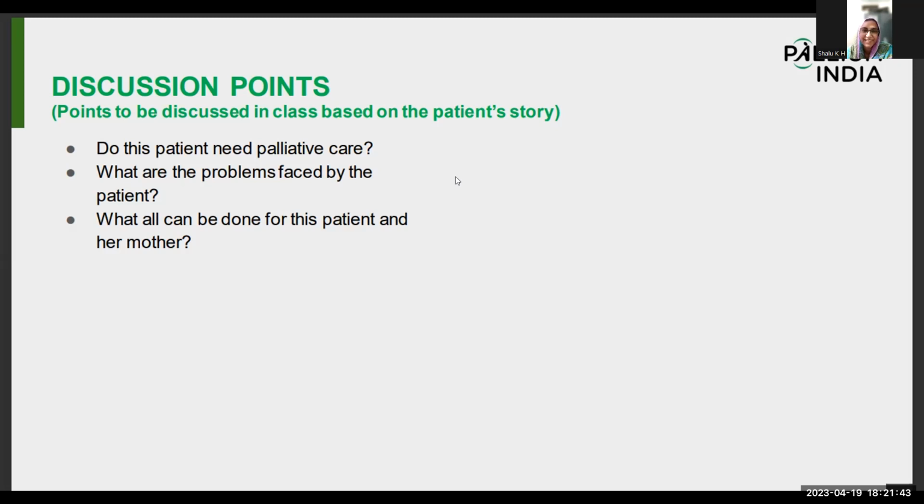Thank you, Dr. Shalu, for presenting. See, she has got multiple issues. You said not life-threatening, but these are all long-sustained health issues which need to be taken care of. Let's go from there. What are the problems, especially from what we have heard today? What are the problems faced by the patient?